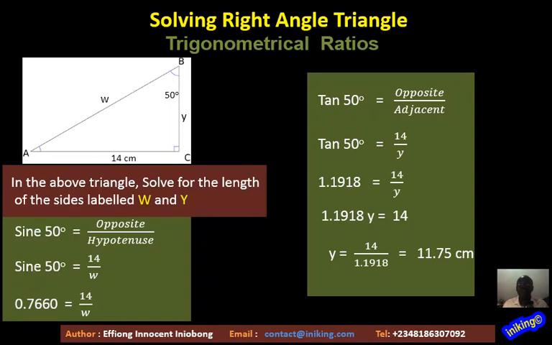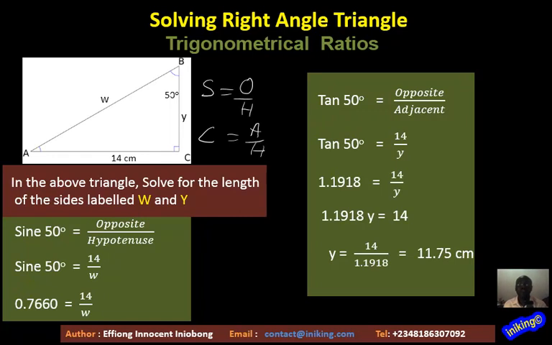I decide that I want to find W. So hypotenuse is coming into the game. I say, oh, hypotenuse. You can play with sine and you can play with cosine. So which of them do I use? Sine says opposite over hypotenuse, and cosine says adjacent over hypotenuse. Which one do I use?